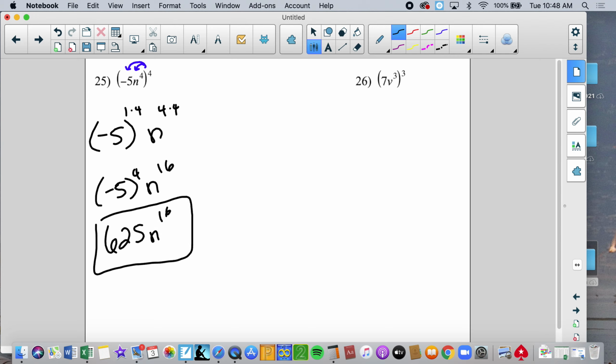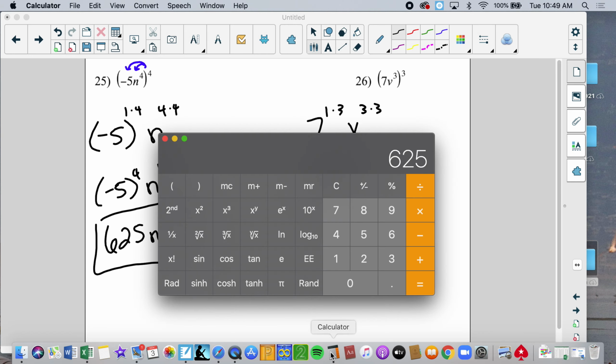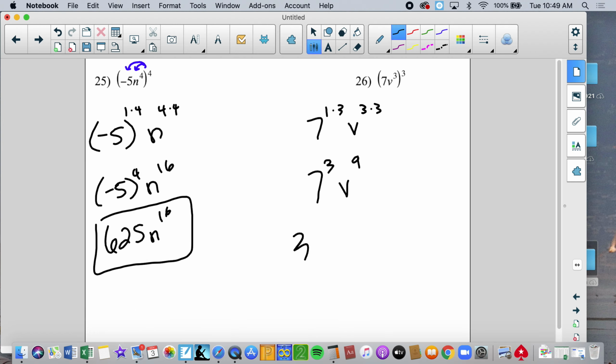Because that's negative 5 times negative 5 times negative 5 times negative 5, which is 25 times 25. Number 26 becomes 7 to the 1 times 3, v to the 3 times 3. 7 to the 3rd, v to the 9th. 7 to the 3rd power equals 343. These are big numbers.